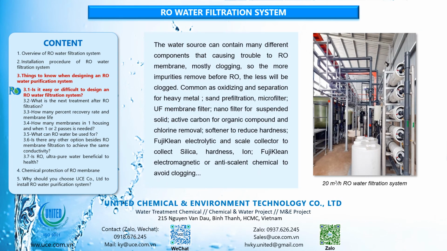The water source can contain many different components that cause trouble to the RO membrane, mostly clogging, so the more impurities removed before RO, the less it will be clogged. Common methods are oxidizing and separation for heavy metal, sand prefiltration, microfilter, UF membrane filter, nanofilter for suspended solids, active carbon for organic compounds and chlorine removal, softener to reduce hardness, Fuji Clean electrolytic and scale collector to collect silica, hardness, ion, Fuji Clean electromagnetic or anti-scalant chemical to avoid clogging.